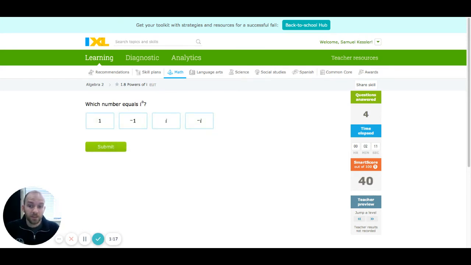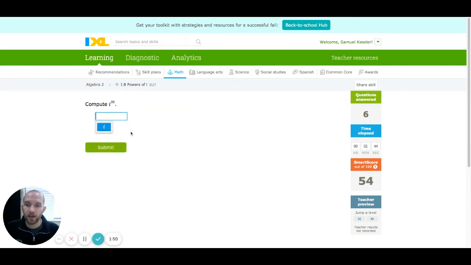i to the ninth would be the next one in order here. So we got i to the eighth is 1. If we multiply another i by that, that's going to give us i. If we divide 9 by 4, we get a remainder of 1. So that tells us, in the i, 1, and the two in the middle are negative, we're going to go to the first number in that pattern, which would just be i. i to the 0: anything to the 0 power is always 1.